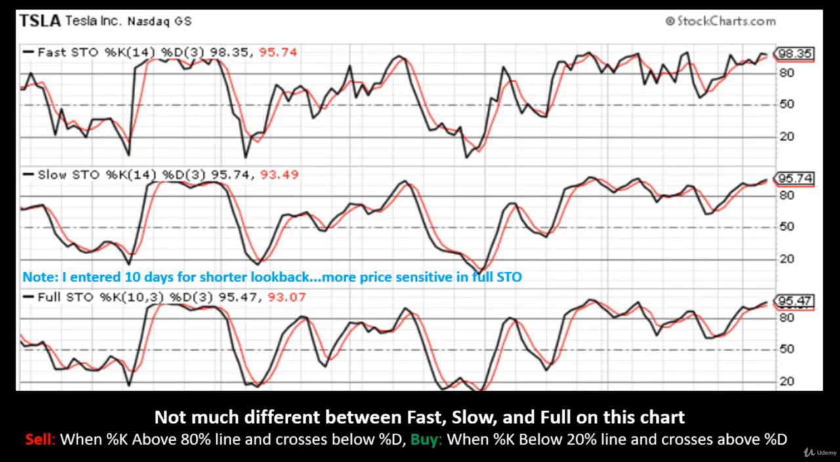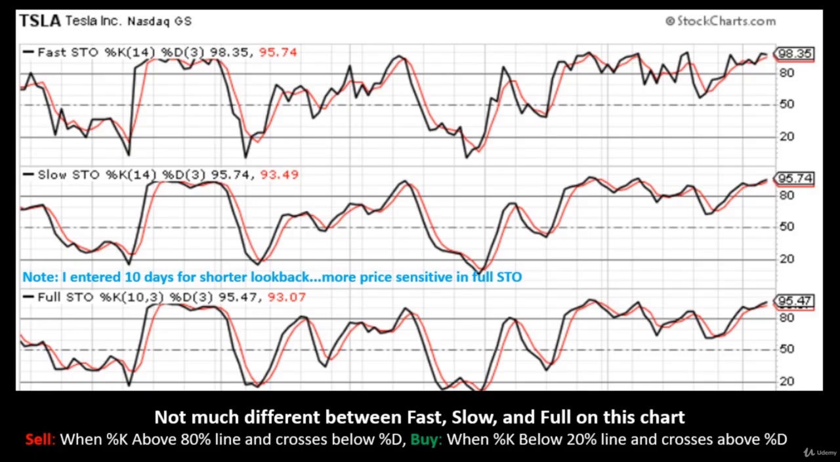Again, the full one on the bottom is all customized, so whatever you put in is going to have a dramatic impact on the chart. I used a 10-day for a shorter look-back to see if it was more price sensitive, which it is by using it in a full STO. So if I like it, but I want to be more price sensitive and even more reactionary, then I might put in a shorter time period versus, let's say, a longer time period. As you play around with this, you can get an idea of how they look.